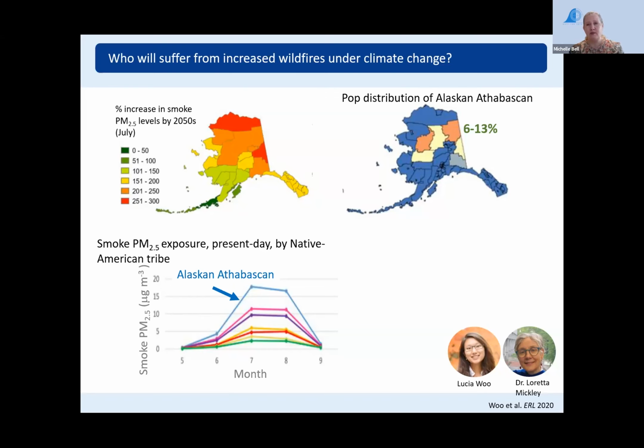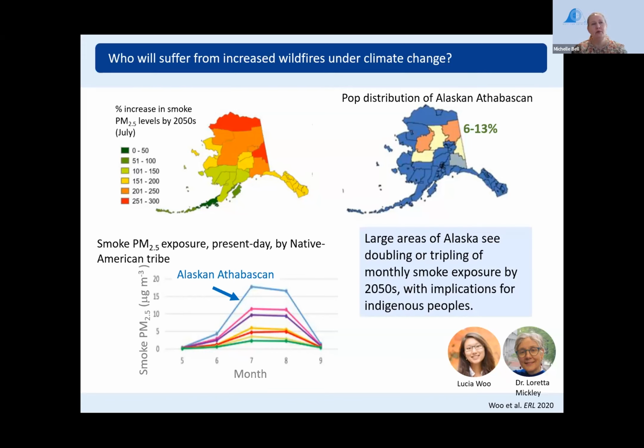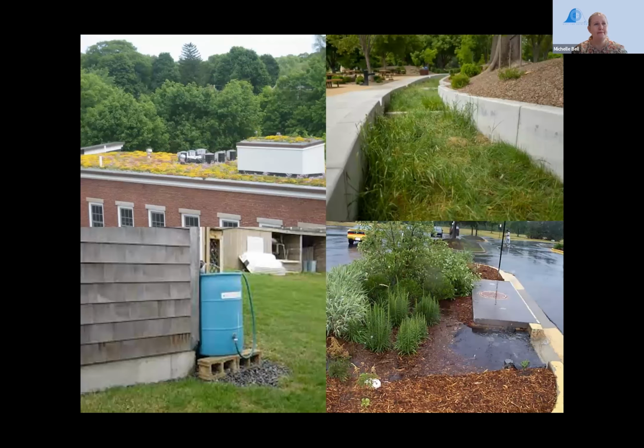And the Alaskan Athabascan tribe has the highest exposure from wildfire smoke of the communities we looked at. So the point here is that we see large areas of Alaska anticipated to experience extreme increases in smoke from wildfires, but this will not be distributed evenly, and some communities will be much more affected than others.